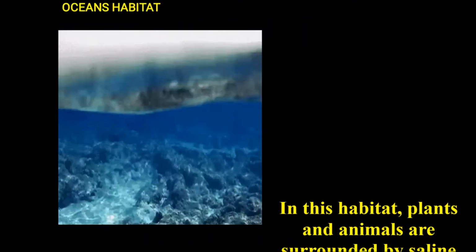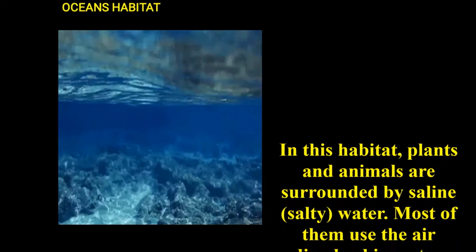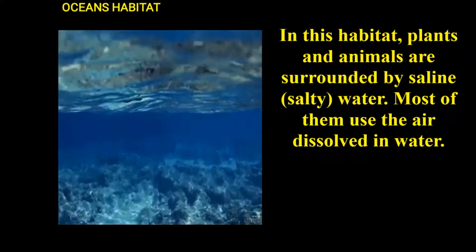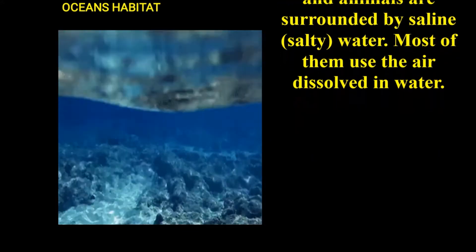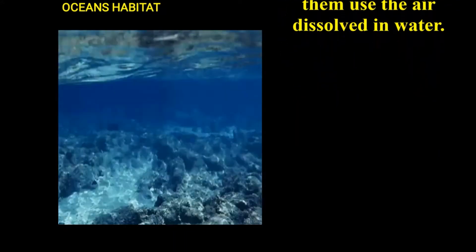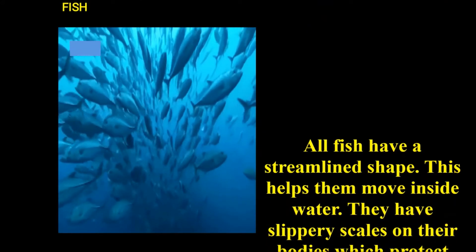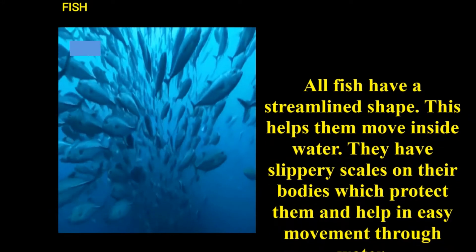Let us discuss the ocean habitat. Children, in this habitat, plants and animals are surrounded by saline, meaning salty, water. Most of them use the air dissolved in water. All fishes have a streamlined body shape. This helps them to move inside the water.